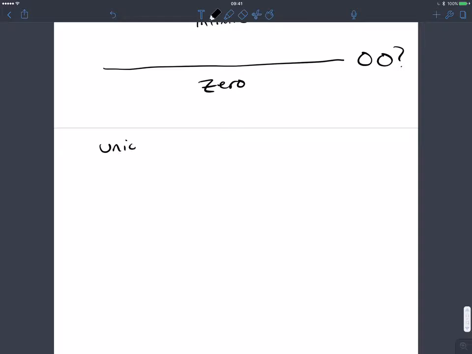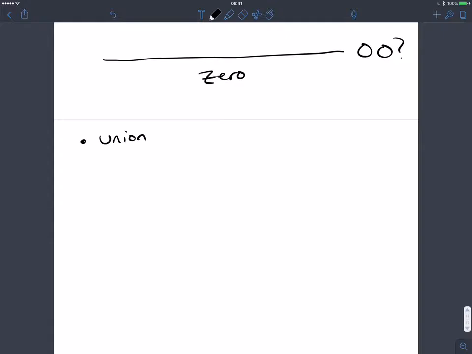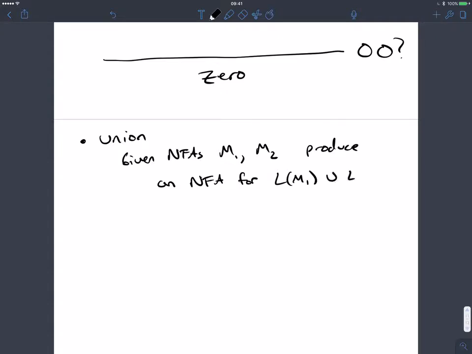So let's do union first. We'll actually do all 3 of the regular operations. So can I, given NFAs M1 and M2, produce an NFA for L of M1 union L of M2? So I want an NFA that has the language, the original guy's language, union the other one's language.